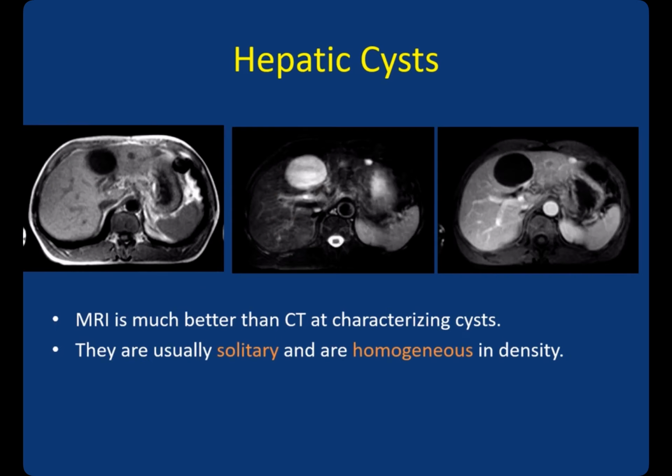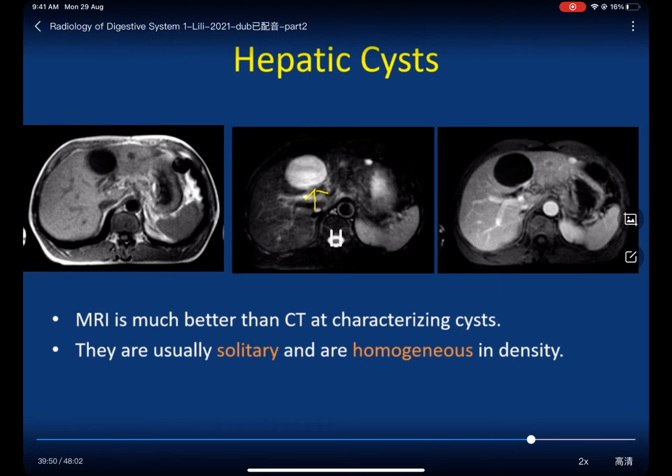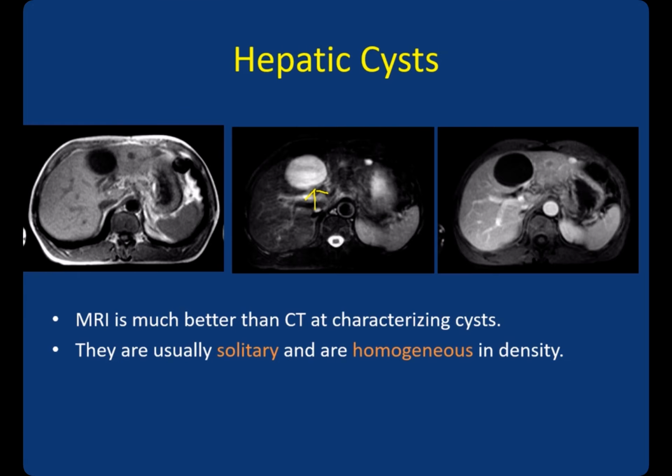MRI is much better than CT at characterizing cysts. They also show marked hyperintensity on T2 images, but they are unenhanced, unlike hemangiomas. They are usually solitary and homogeneous in density. Then we will talk about the biliary system.